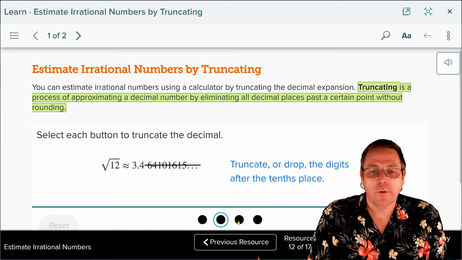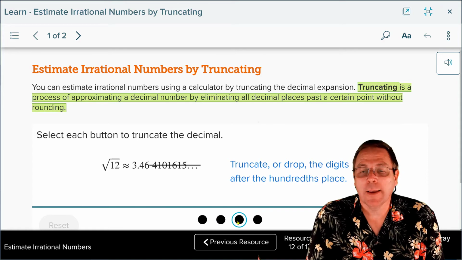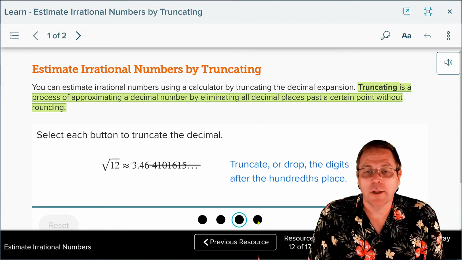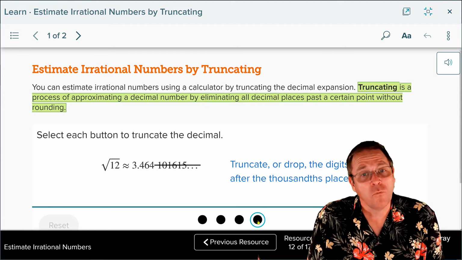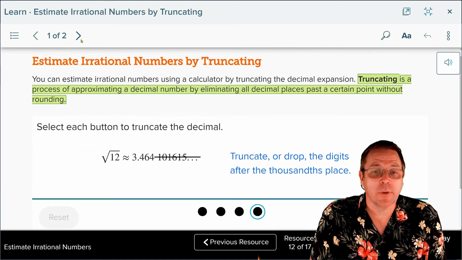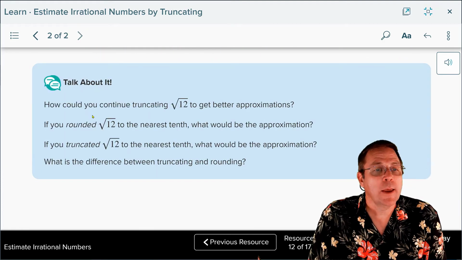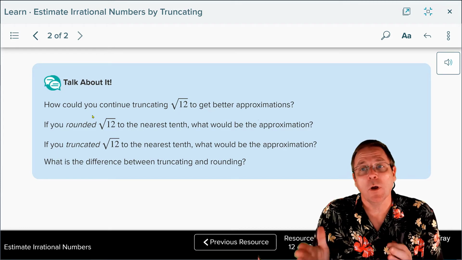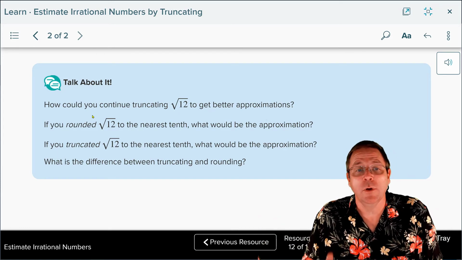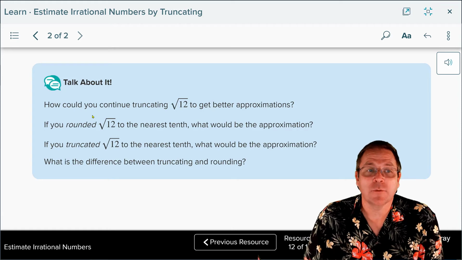And then from there we say, well, what if you wanted to truncate everything after the hundredths place? It would look like that. What if you wanted to truncate or drop everything after the thousandths place? It would look like that. Really not a difficult concept there. So how could you continue to truncate the square root of 12 to get better approximations? Well, the more decimal places you include, the more exact your answer is going to be.